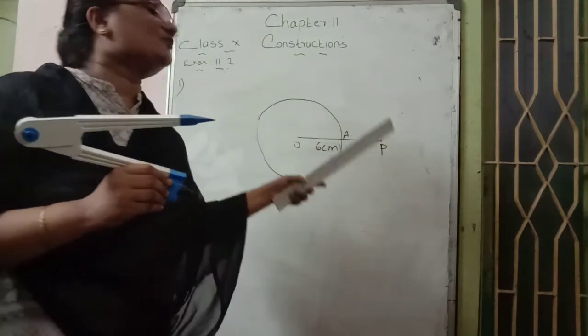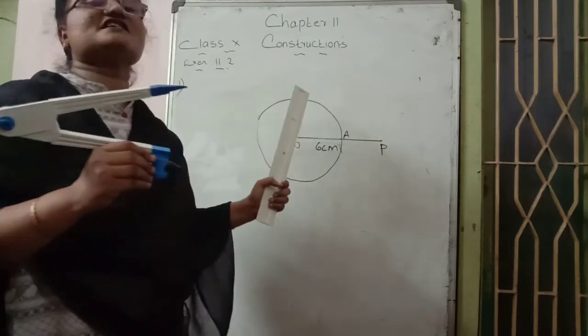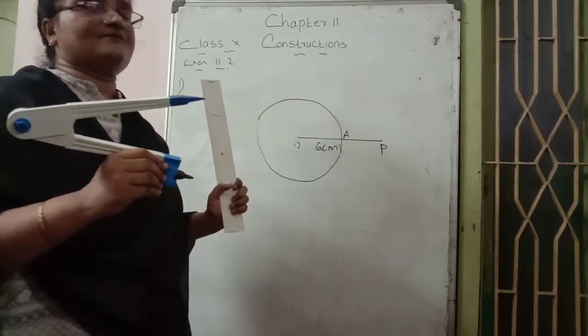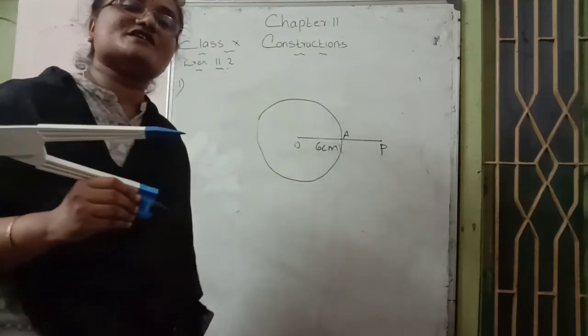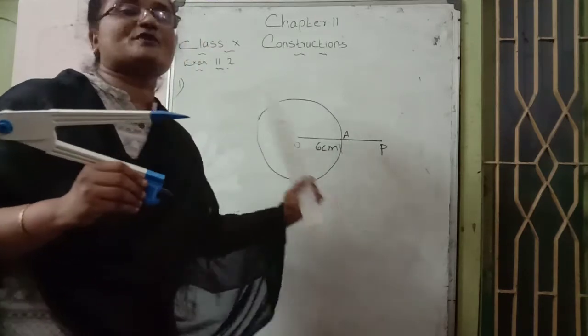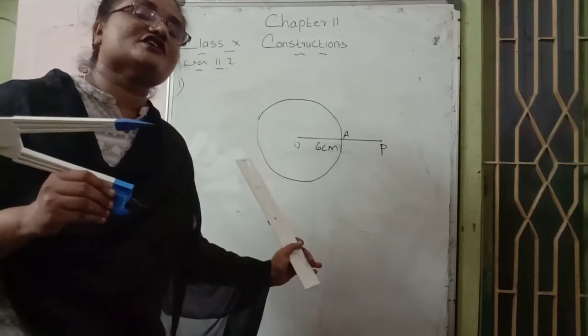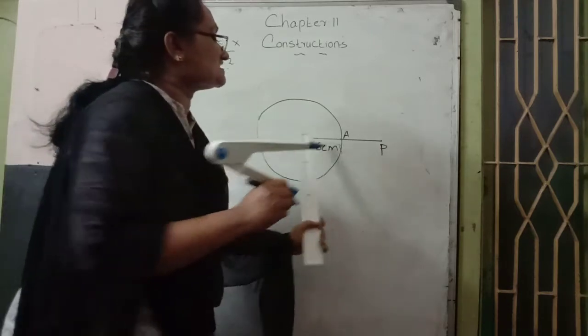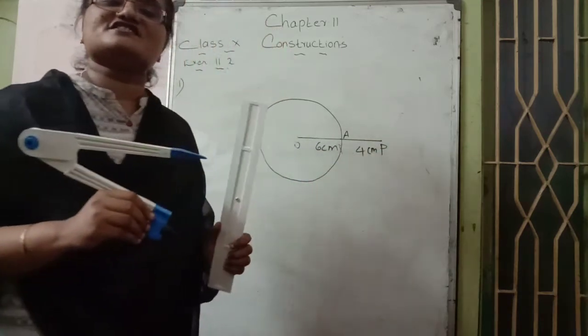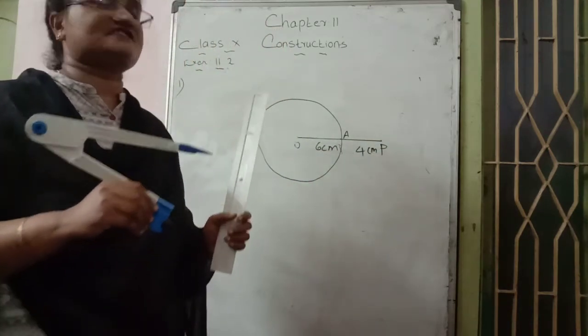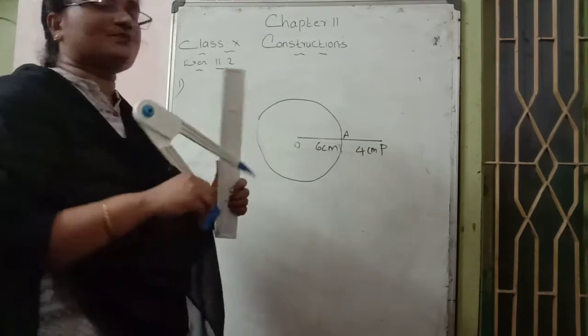So P is a point outside this circle. Then OA is 6. Then AP is how much? Anyhow, the total distance OP, we know, is how much? 10. That means 6 is added with 4 centimeters, we get a total distance of 10. OP distance is 10. Then the next process.